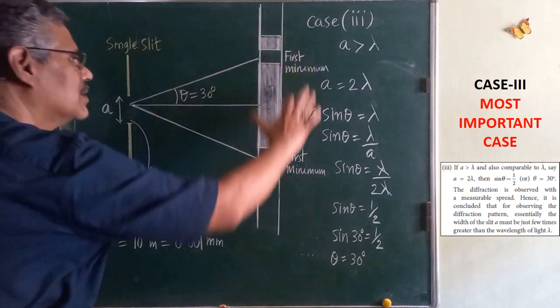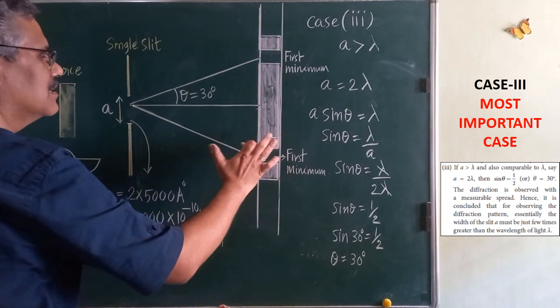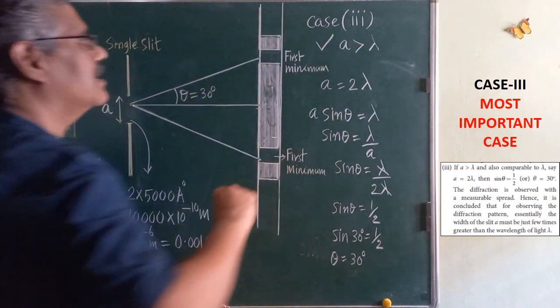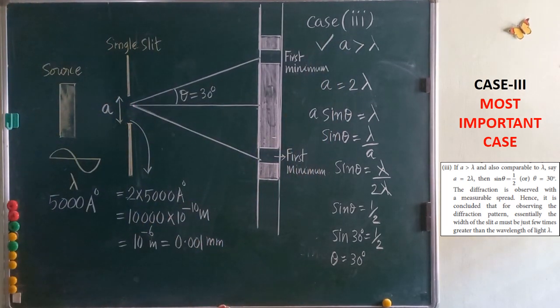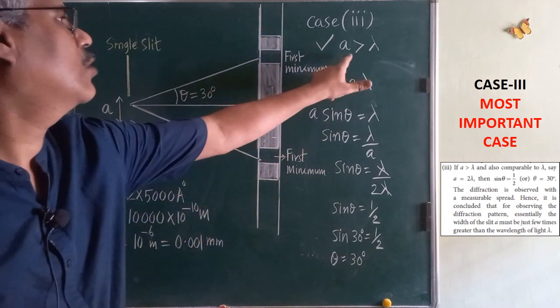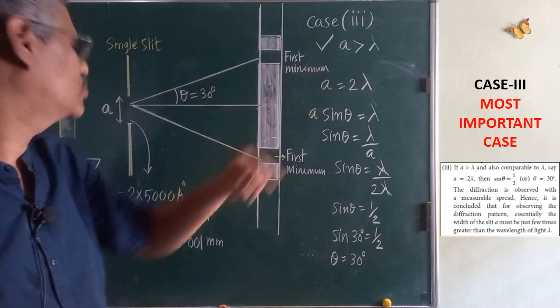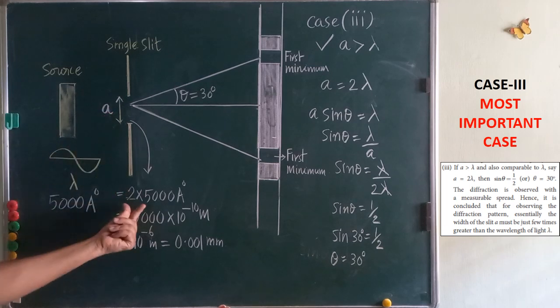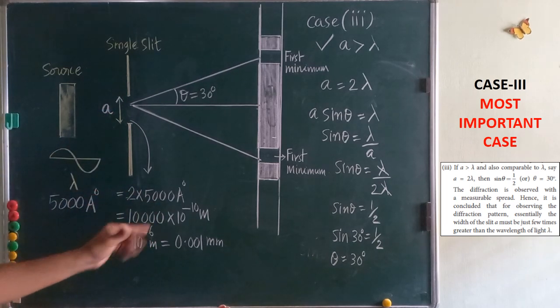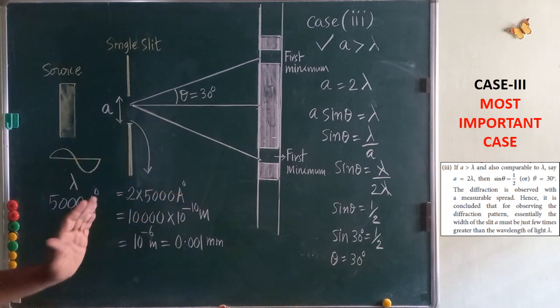To observe the complete diffraction pattern, what should be the condition? The most important condition is A should be greater than lambda. Very important one. To observe the complete diffraction pattern, how it should be? The A value should be few times of the wavelength. That is very important. So don't forget the third condition. Okay.